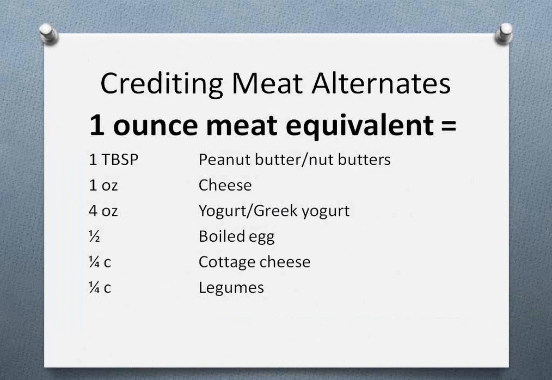A few items that are not something we measure by ounces would be the tablespoon of peanut butter or nut butters. That's equivalent to a 1 ounce equivalent. Cheese is a 1-for-1. 4 ounces of yogurt or Greek yogurt actually are a 1 ounce equivalent. Half of a boiled egg is a 1 ounce equivalent. 1/4 cup of cottage cheese is a 1 ounce equivalent. And 1/4 cup of legumes is also a 1 ounce equivalent of meat alternate.